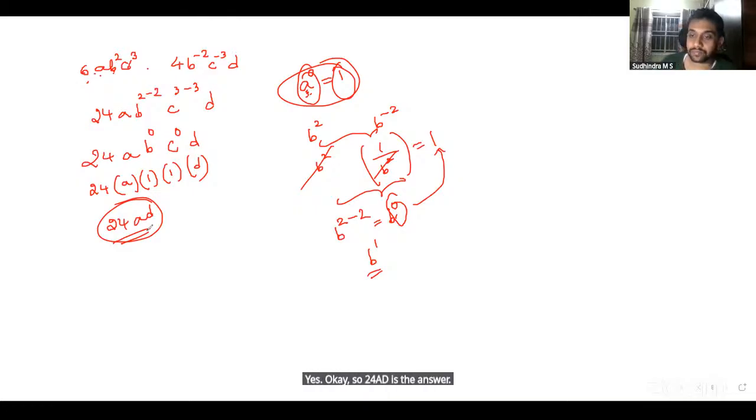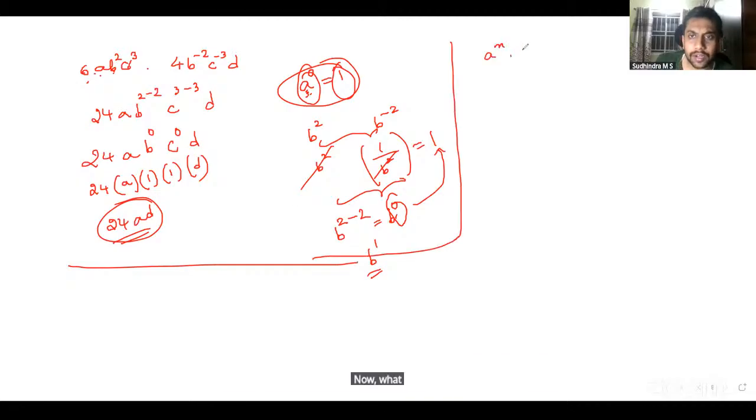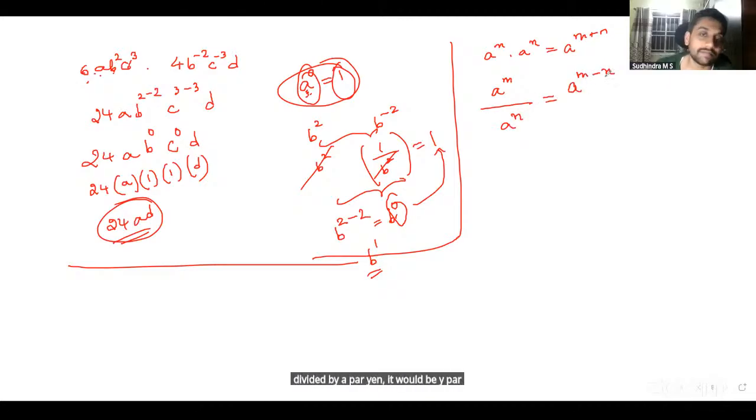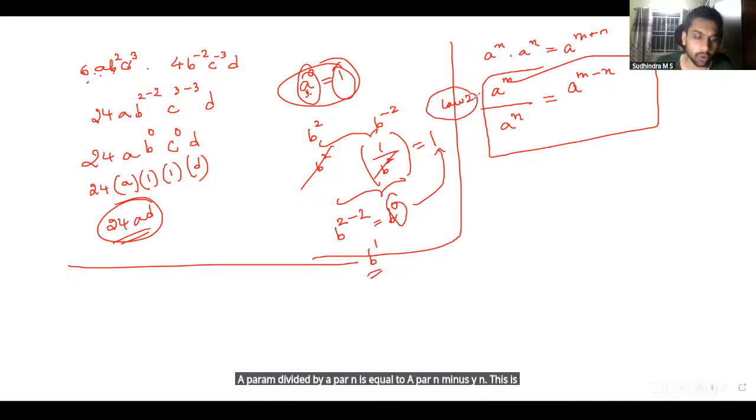Everyone clear? That's how we get this particular property. The next property that we have is an extension of this. Now, what did we do? A power m into a power n is a power m plus n. Same way, if I have a power m divided by a power n, it would be a power m minus n. This is law number 2. Can we make a note of this?